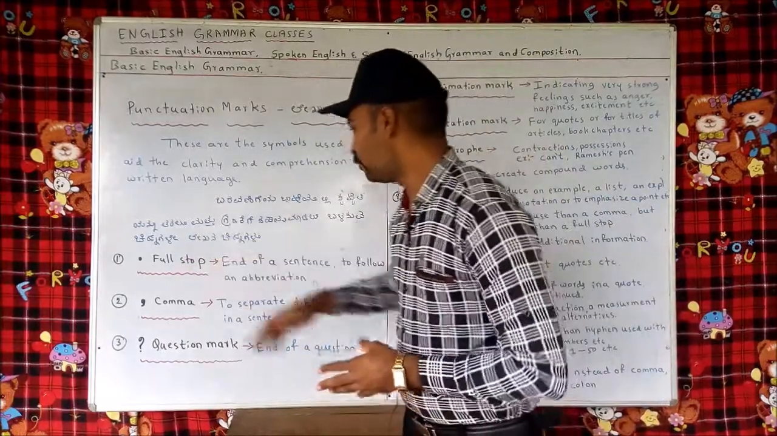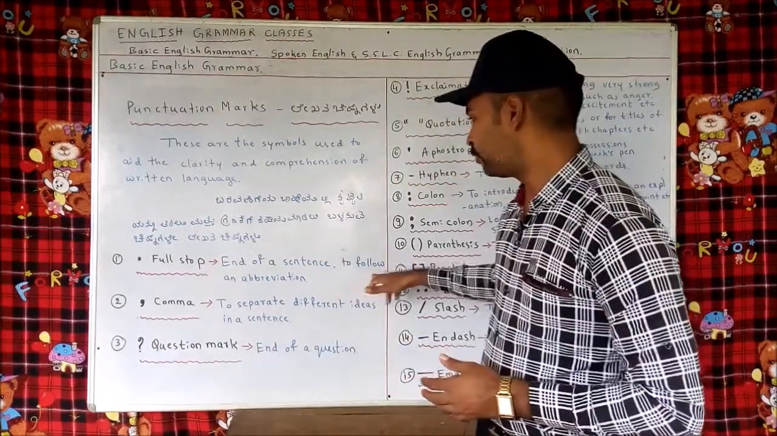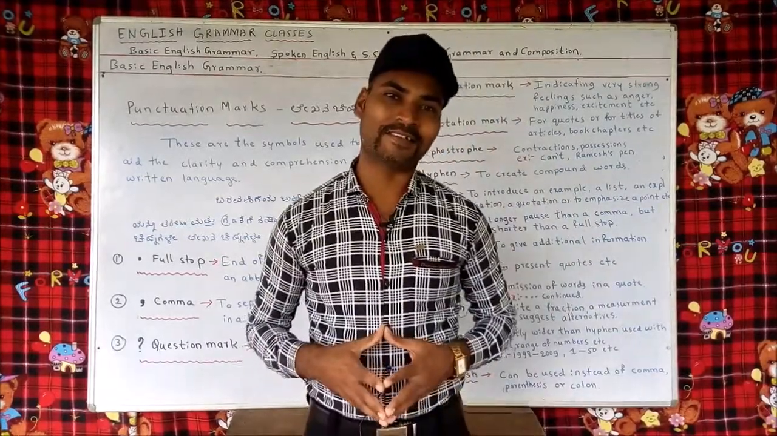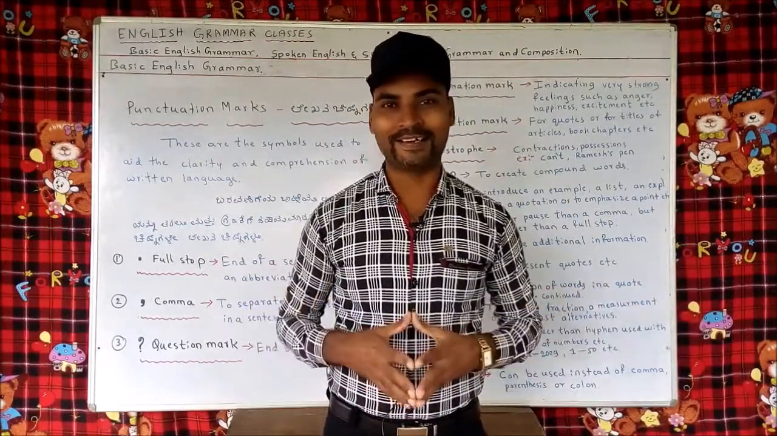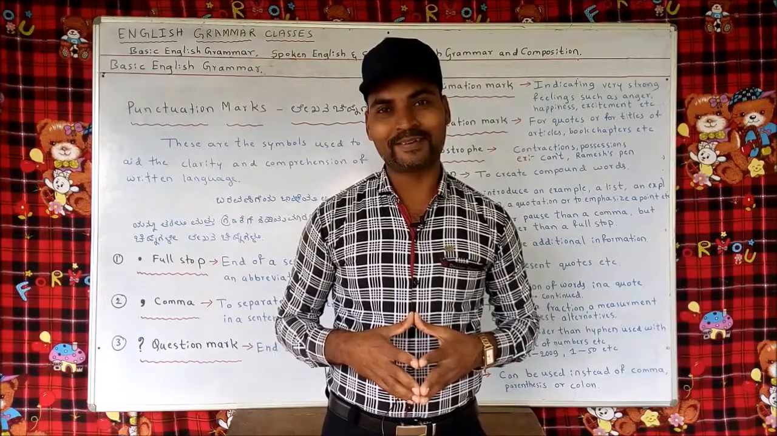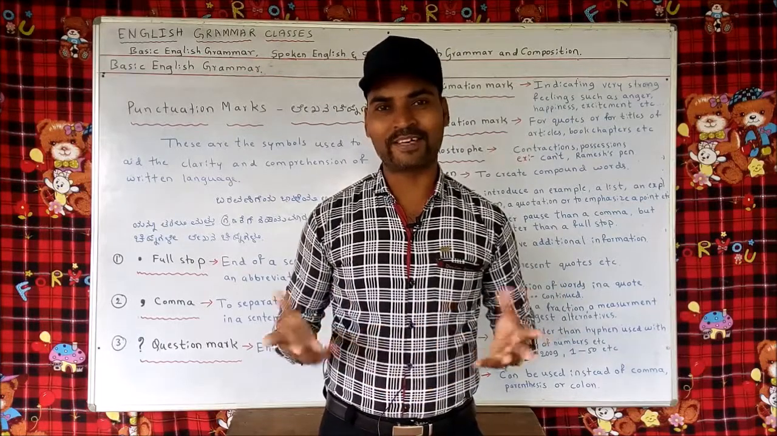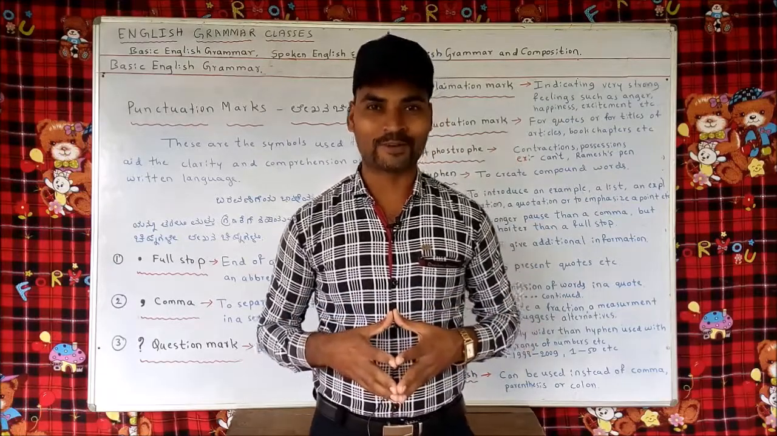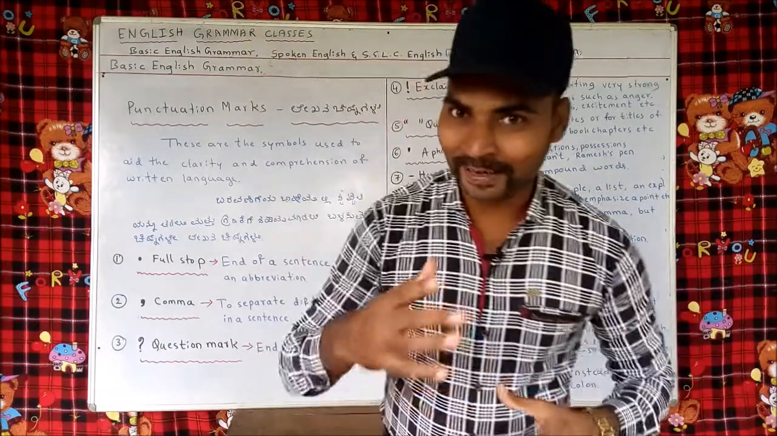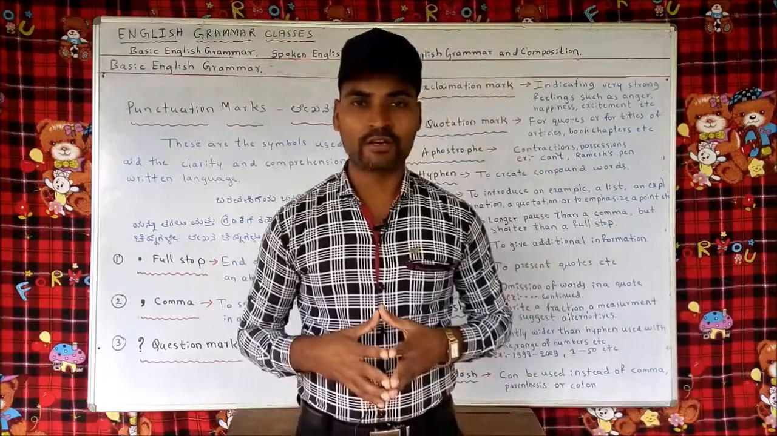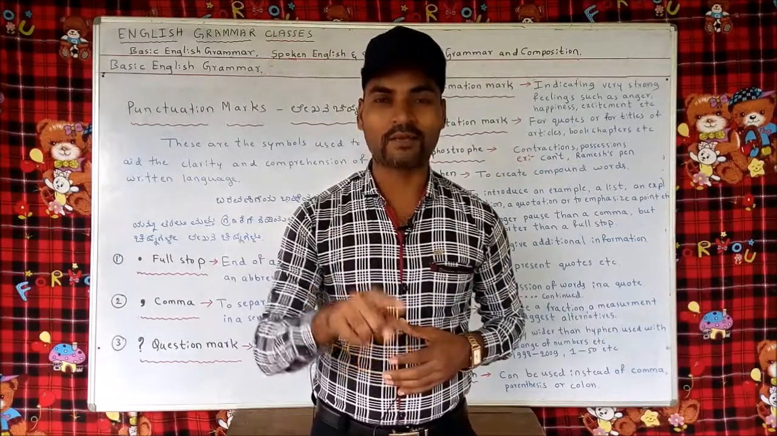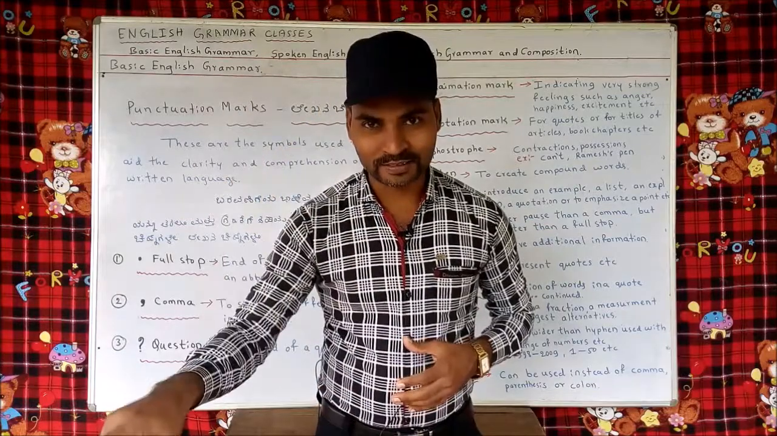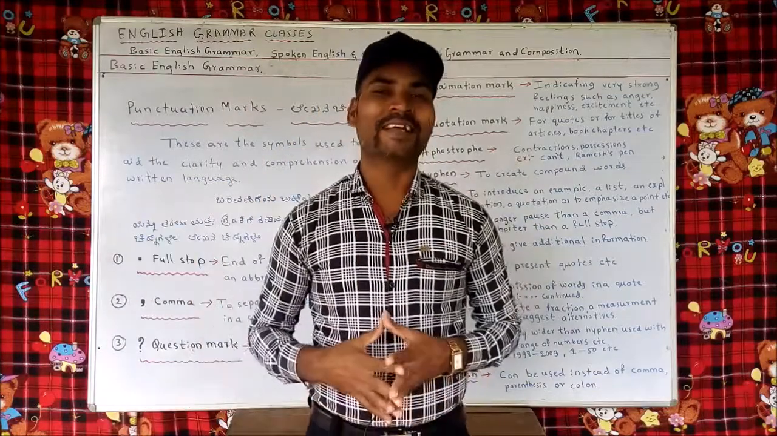First one is full stop. End of a sentence, or to follow an abbreviation. Full stop is very near and dear to us. In every piece of paragraph we find this full stop. It is mostly used, if I am not wrong, at the end of a sentence. He went to market, full stop. He wanted to purchase some bananas, full stop. He purchased 2 dozens of bananas, full stop.